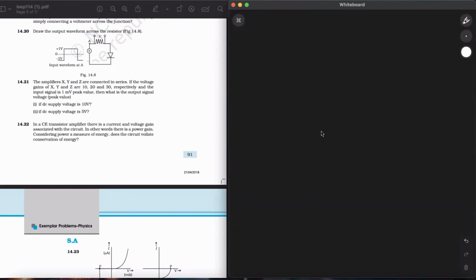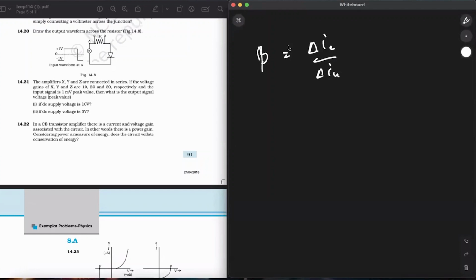Current gain beta has been given to us. The current gain beta is delta IC upon delta IB. The DC current gain beta DC will be IC upon IB. Voltage gain is also there. So the power gain is very high in a CE transistor amplifier. In this circuit, the extra power required for amplified output is obtained from the DC source. Thus, the circuit does not violate the law of conservation.